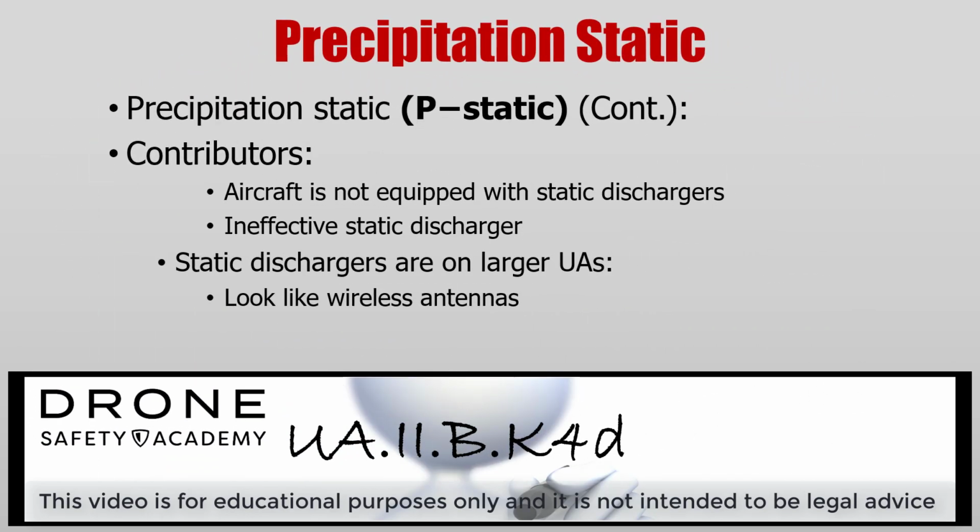So what are the contributors to P-static? Well, this is pretty easy. Aircraft is not equipped with static dischargers, or the dischargers are ineffective. More than likely, a small UA does not need a static discharger. However, larger UAs might. They look like wireless antennas.